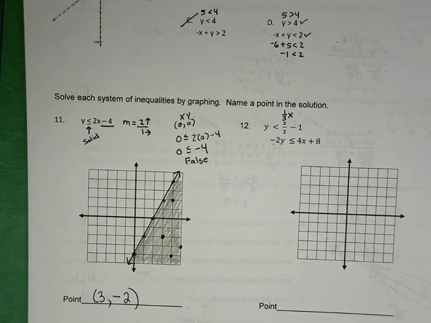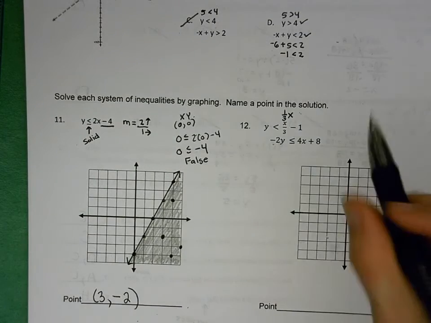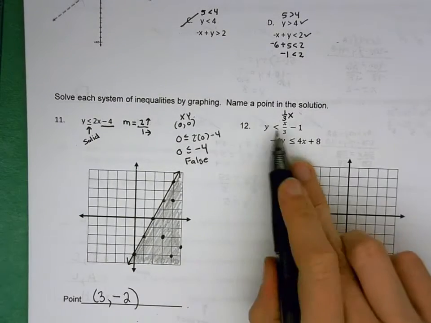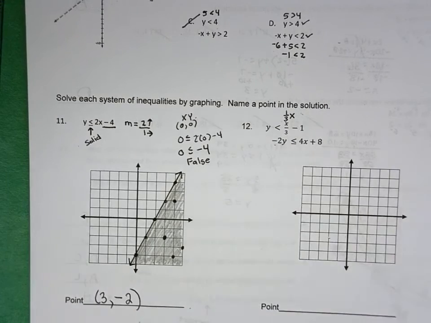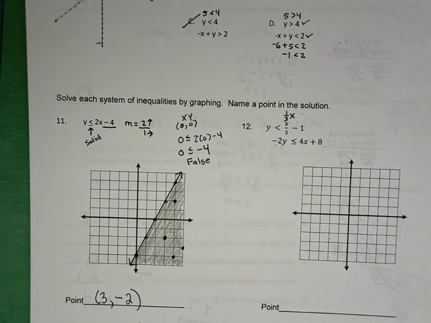Okay, so here we go. In this first one, first of all, no equals sign. This is just a less than, so this is going to be a dashed line. Make sure you're careful about that when you connect your points. This is going to be dashed.